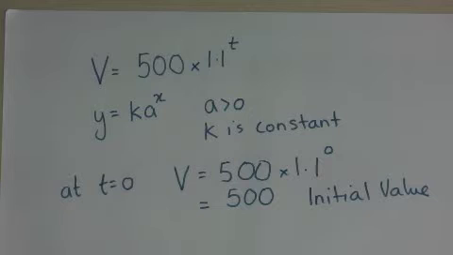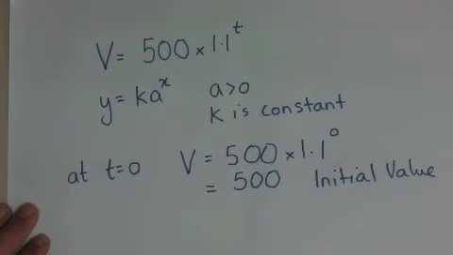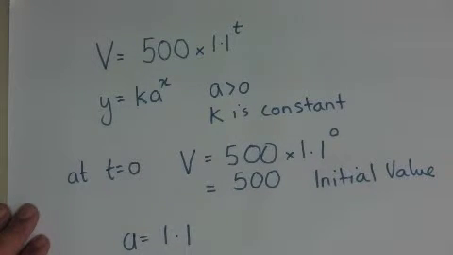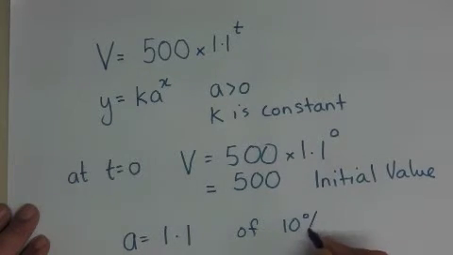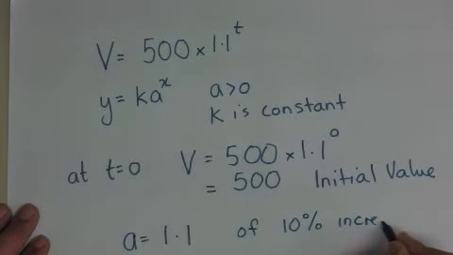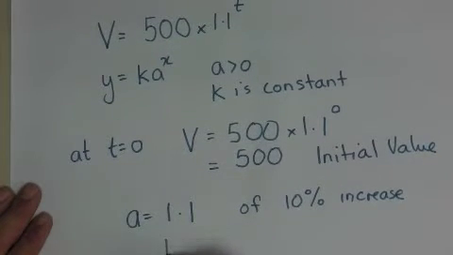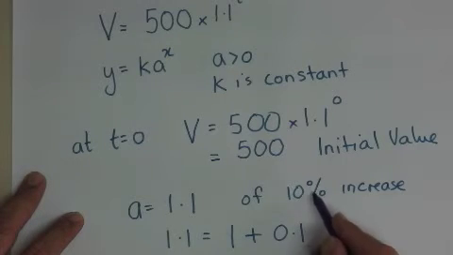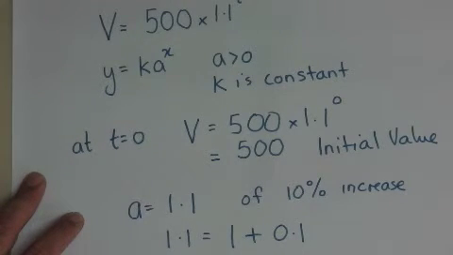Let's look at our value of a though, our rate. If we said that a was equal to 1.1, this represents an increase of 10%. This comes from the fact that 1.1 is equal to 1 plus 0.1, 1 being a whole amount, 0.1 being 10% as a decimal form.